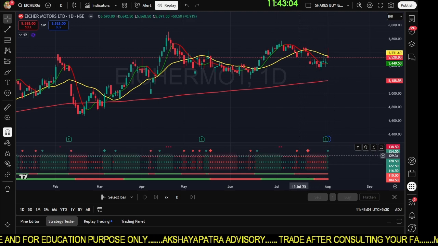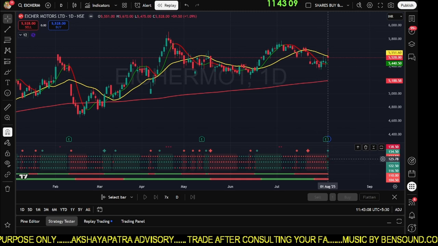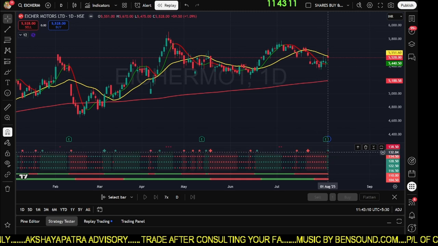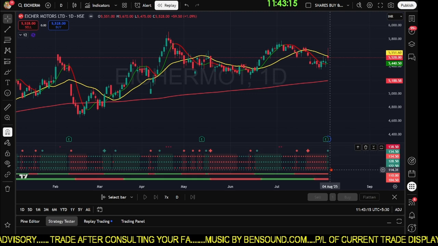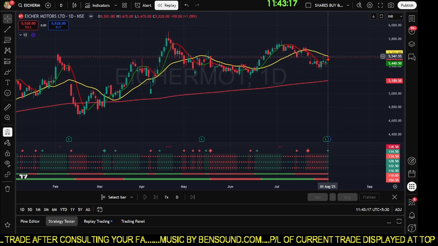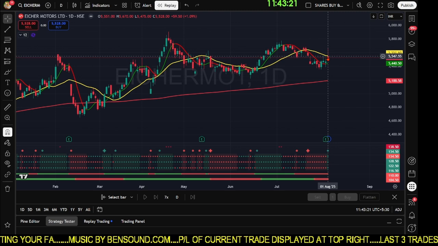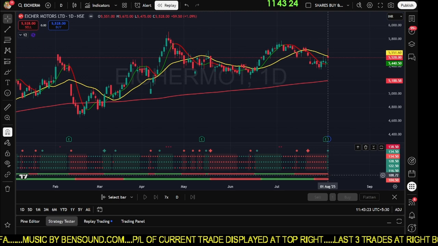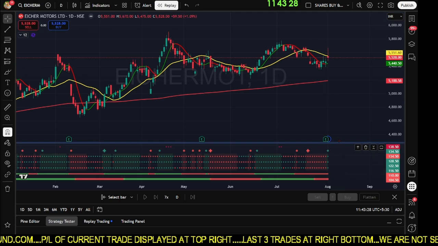Here, it has been consistently red, and then yesterday, on 1st August, the first green dot has taken place. Tomorrow, ideally, if it starts above this 20-day moving average, which is 5,547, and sustains there, we can definitely take a position. By that time, we should probably see these two lines also becoming green.